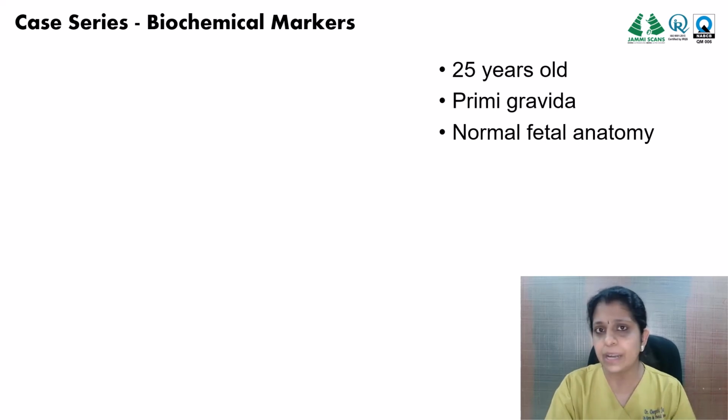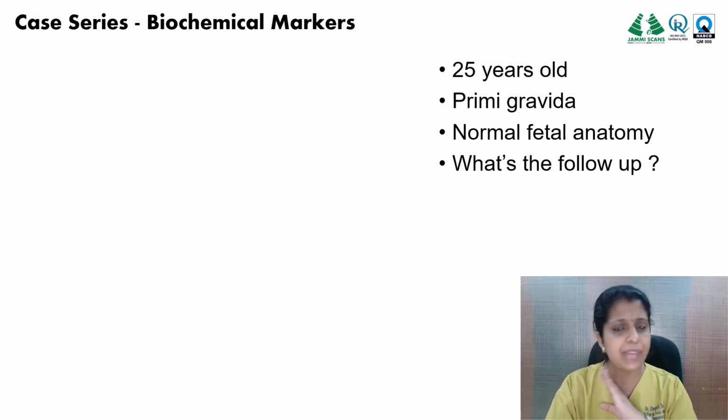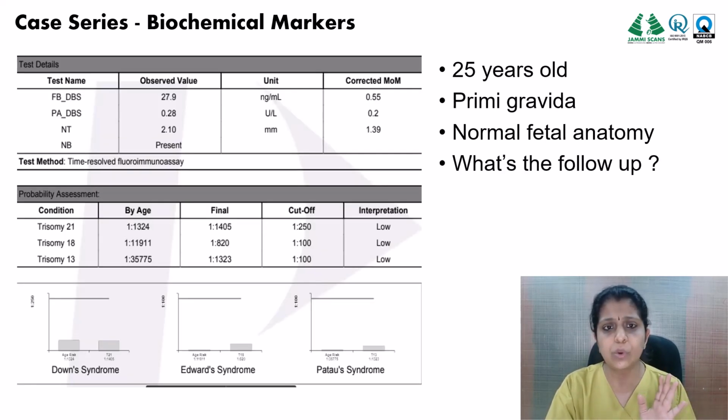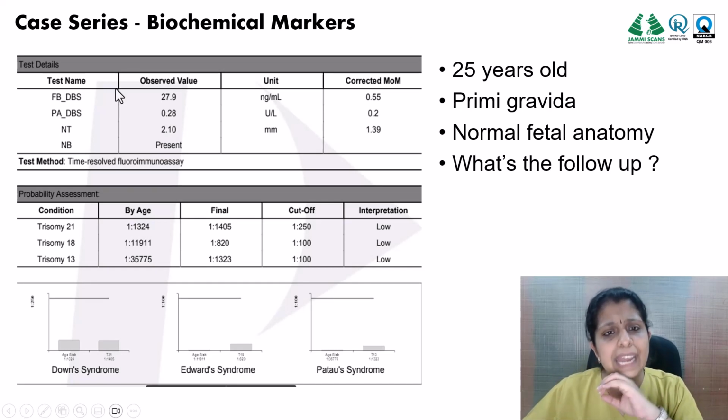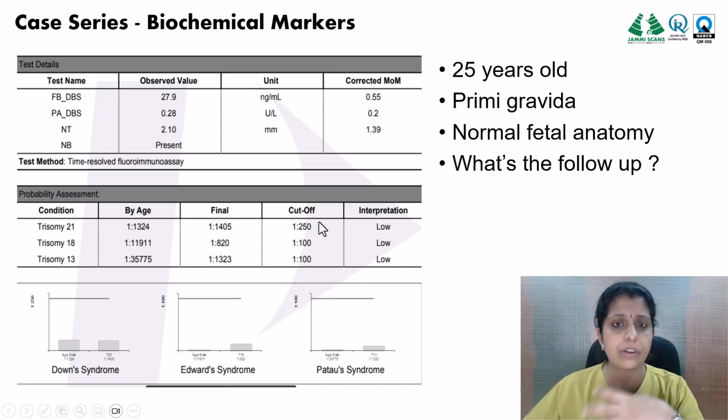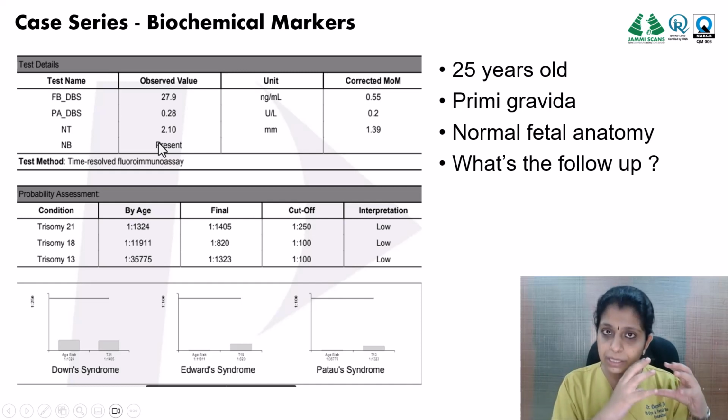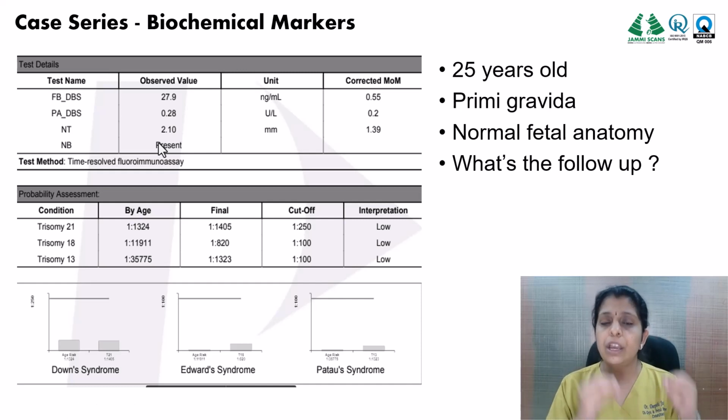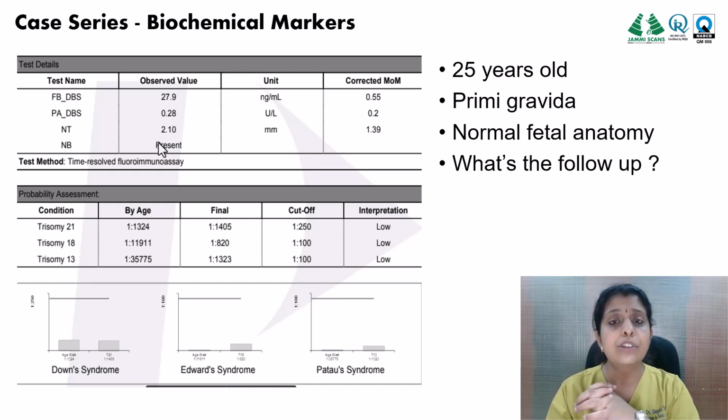As always, let's start with a case history. A primigravida, absolutely normal scan, 25 years old. In any biochemical parameters report, apart from the routine patient history, you need to definitely document the patient's date of birth, not age, date of birth, the LMP, the mode of conception, and if it is IVF, either the embryo transfer date or the blastocyst transfer date.